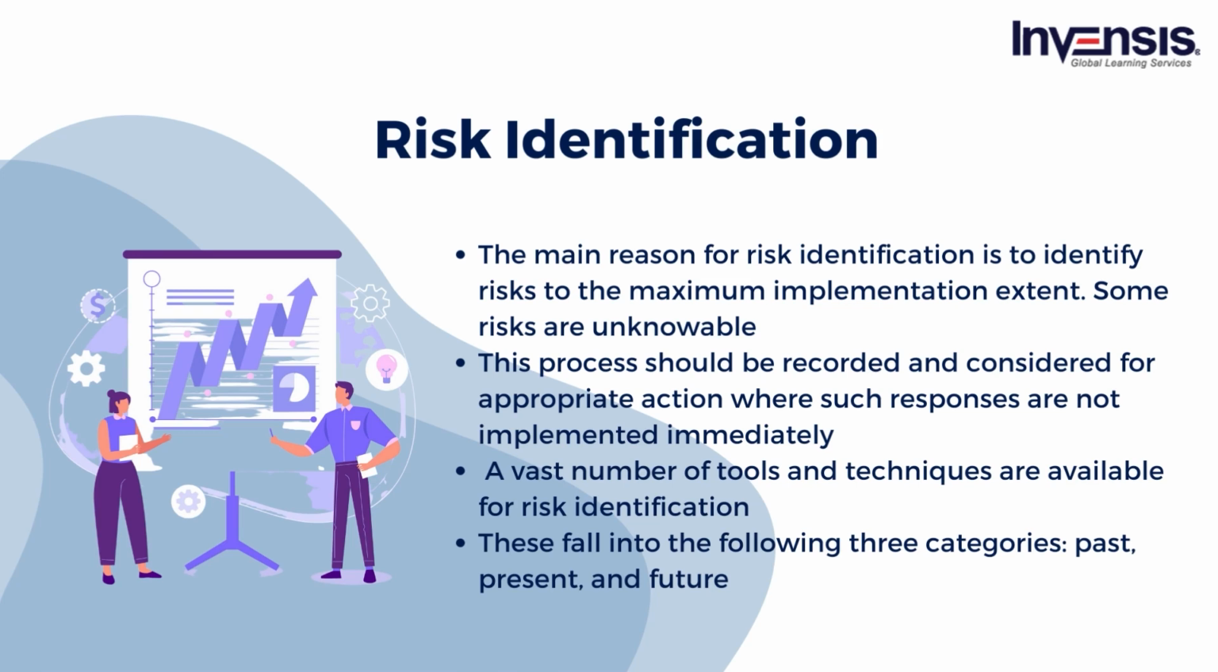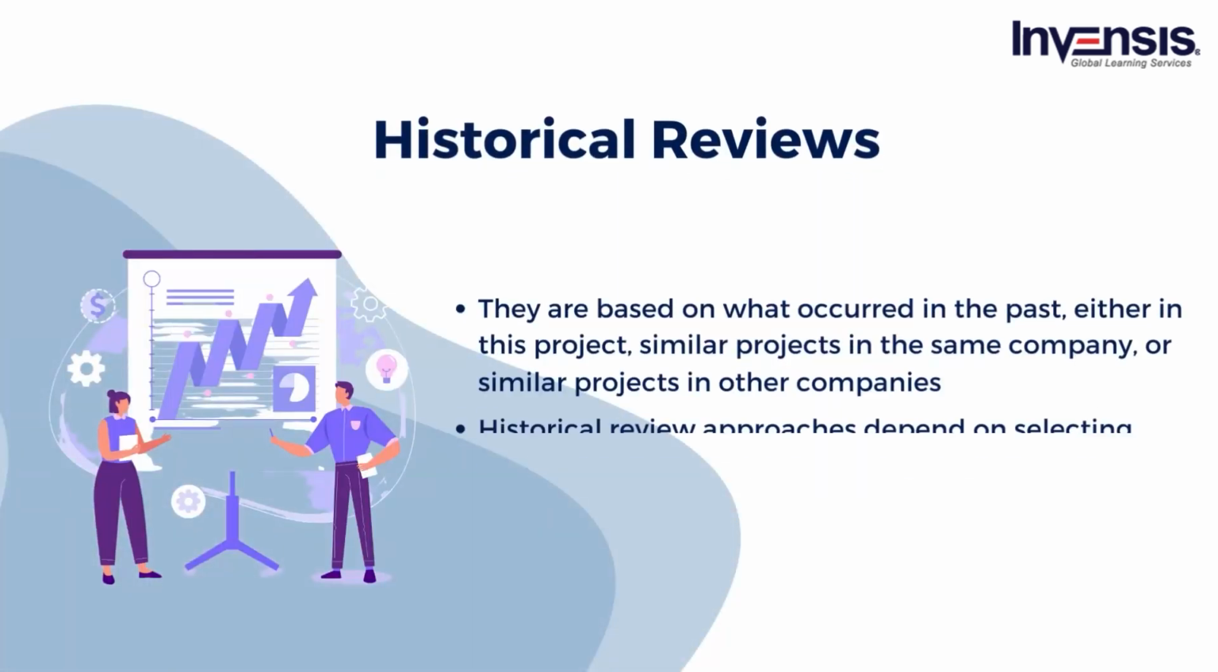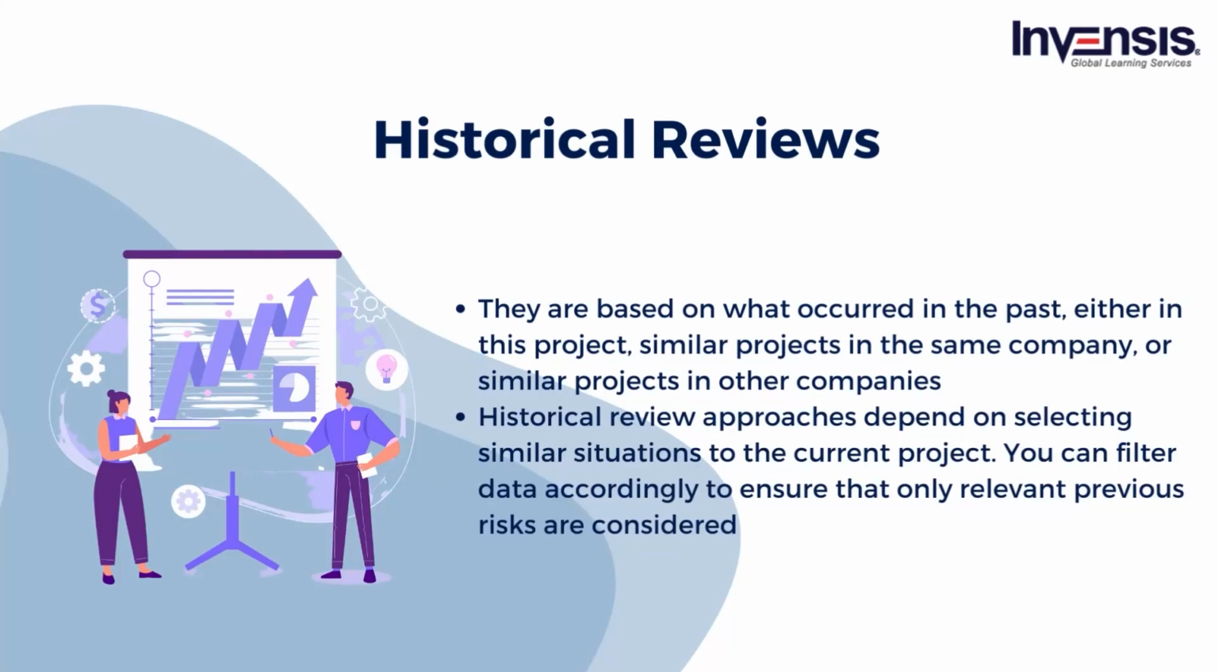A vast number of tools and techniques are available for risk identification. These fall into the following three categories: past, present, and future. Firstly, we have historical reviews. They are based on what occurred in the past, either in this project, similar projects in the same company, or similar projects in other companies. Historical review approaches depend on selecting situations similar to the current project. You can filter data accordingly to ensure that only relevant previous risks are considered.